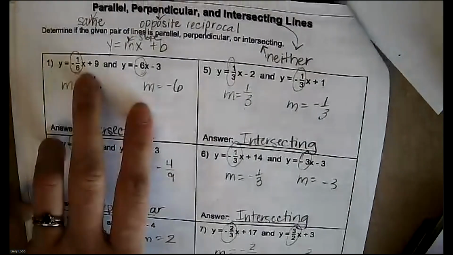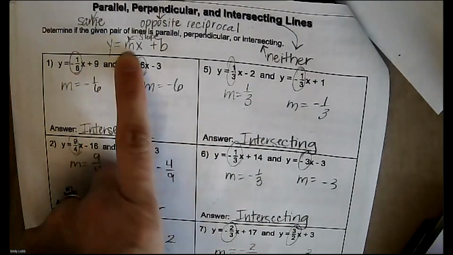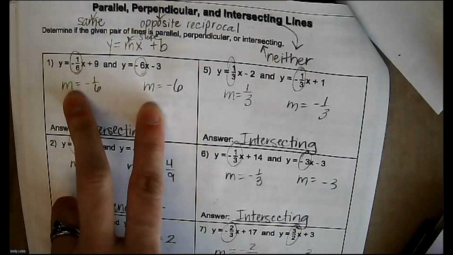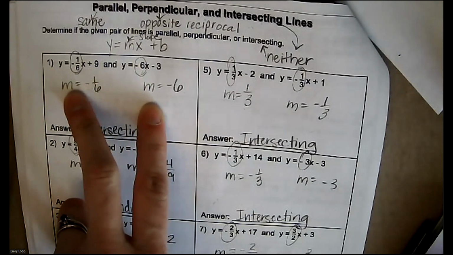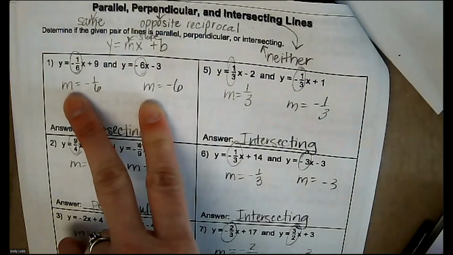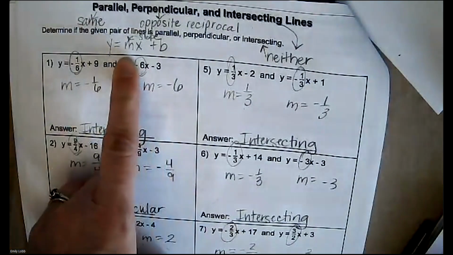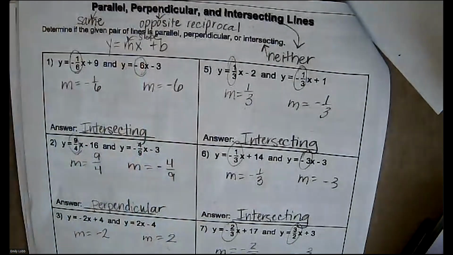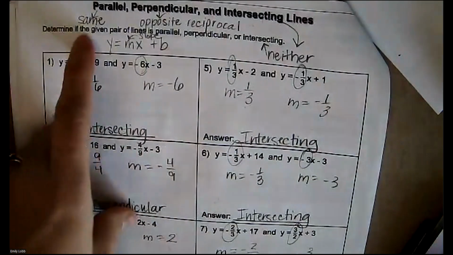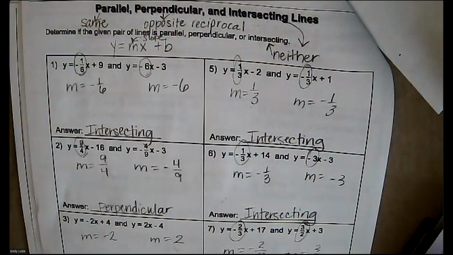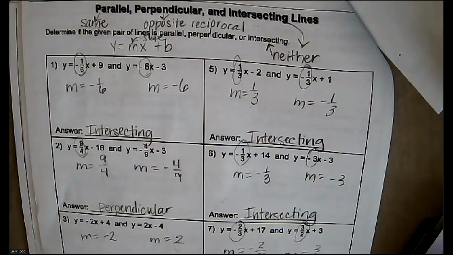So be sure you're finding the slope, locating the slope. It would probably behoove you to write the slope of these. There's 4 of these. They're in slope-intercept form. You know how to find the slope, right? That's your M. And then you're just deciding, are they the same? Are they the opposite reciprocal? Or are they neither? Okay. So that was the third section.